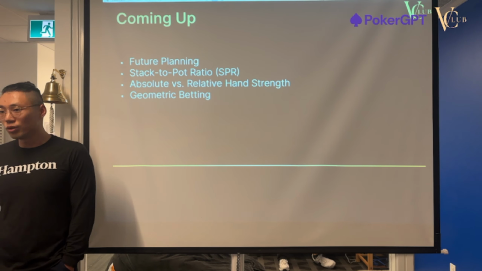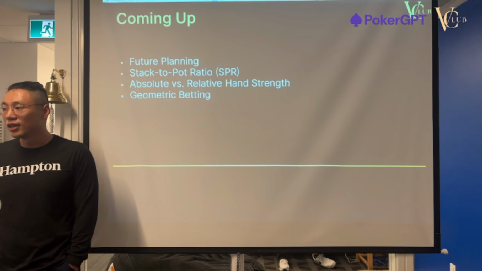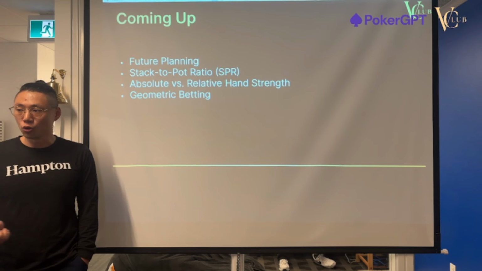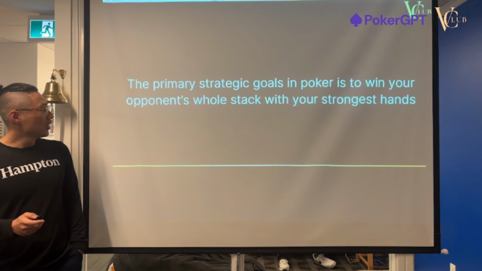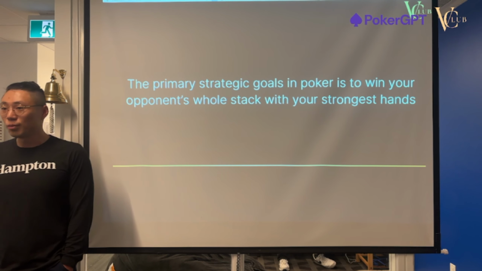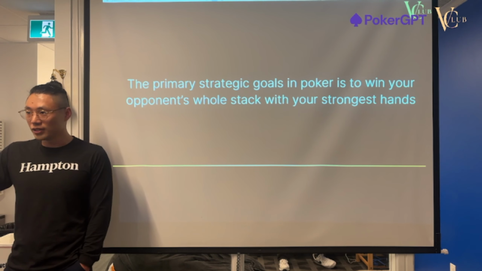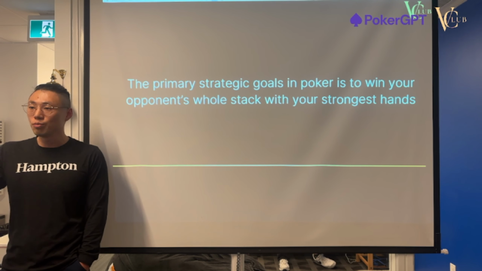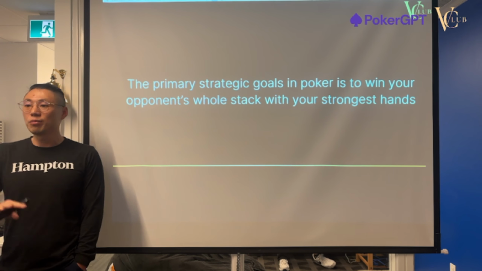And then absolute versus relative hand strength, and then geometric betting. These are the core concepts we'll cover today. So first is the primary strategic goal. Everything we cover today is primarily going to be how do you maximize value. And that's your primary strategic goal.